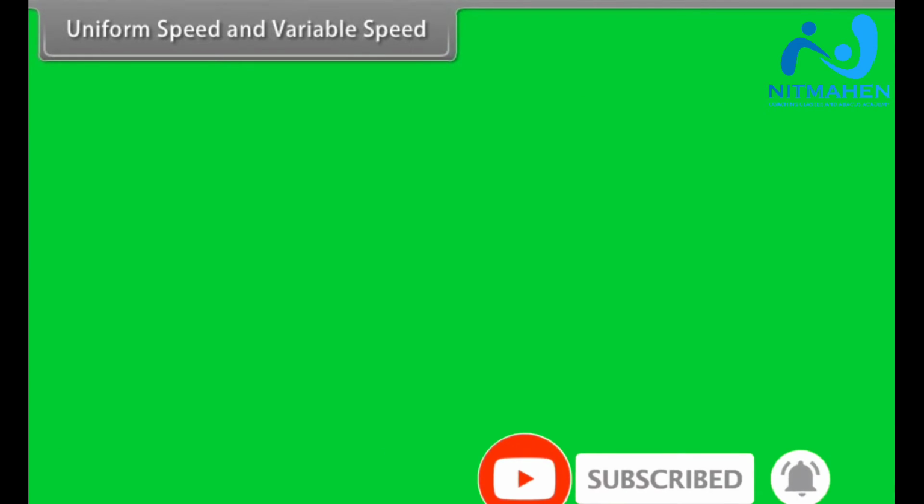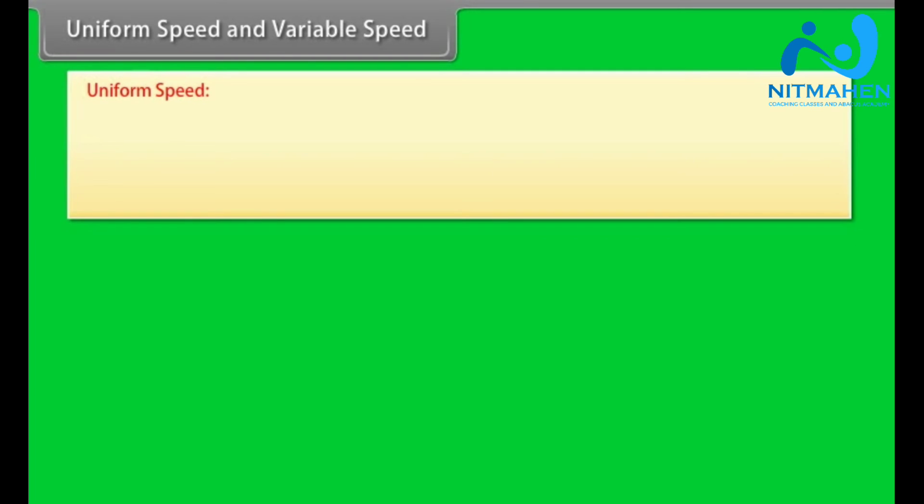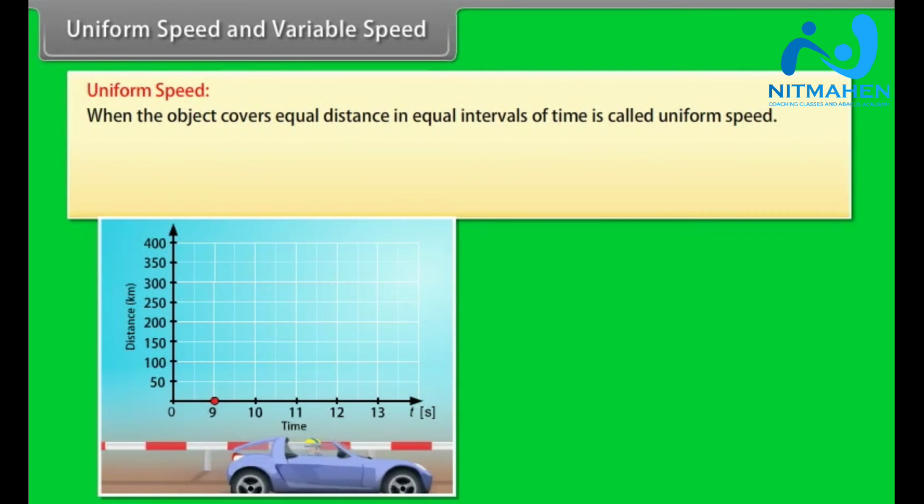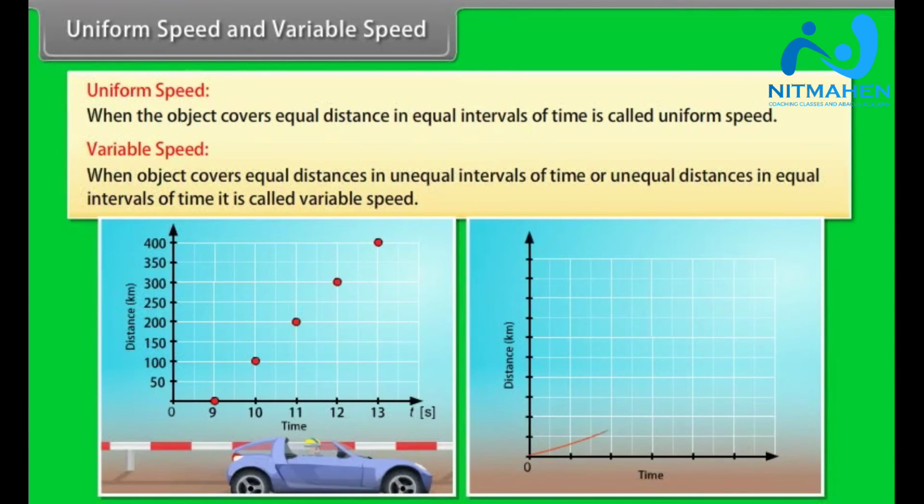Uniform speed and variable speed. Uniform speed. When the object covers equal distances in equal intervals of time, it is called uniform speed. Variable speed. When the object covers equal distances in unequal intervals of time or unequal distances in equal intervals of time, it is called variable speed.